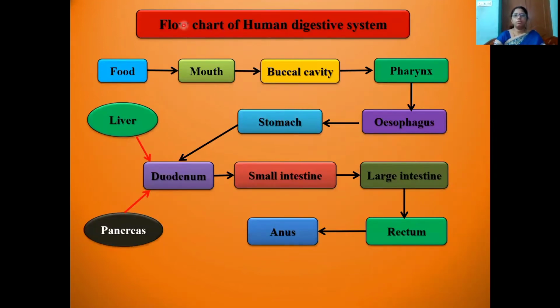Children, this is the flowchart of the human digestive system. Our digestive system starts with the mouth and ends with the anus. Food is taken in by the mouth. It passes through the buccal cavity, pharynx, esophagus, stomach, duodenum, small intestine, large intestine, rectum, and anus.